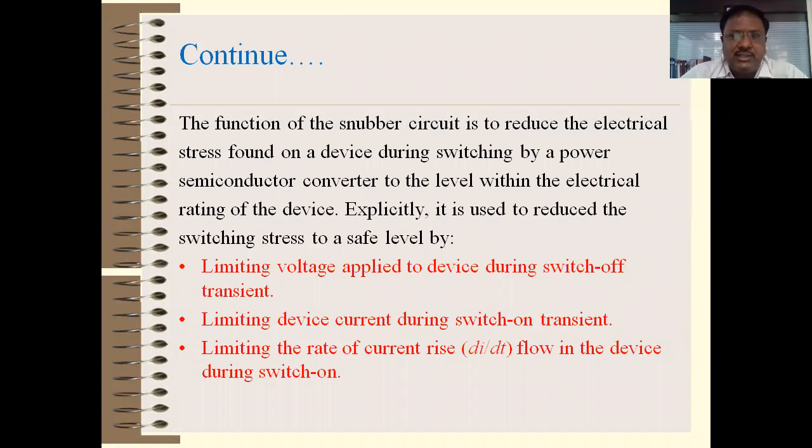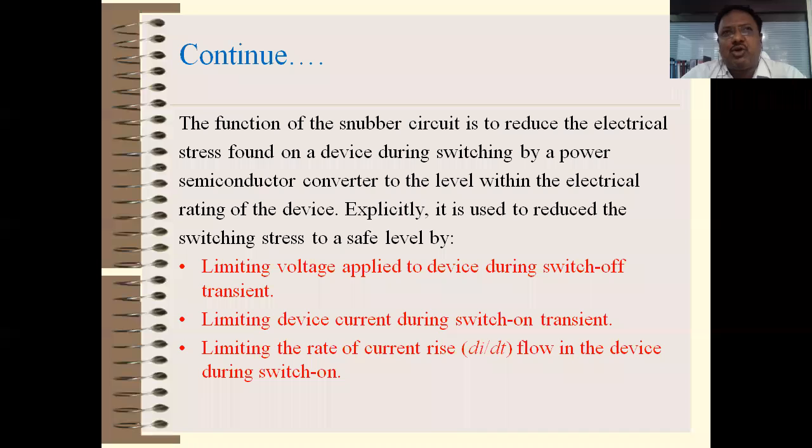What is the meaning of stress? If your device is connected in a circuit to handle 300 volts, and you are applying 400, 500 volts, and that is with a high rate of change of voltage, then definitely your device either false triggers, turns on, or it may get damaged, right? So we are actually decreasing the stress on a device by connecting a snubber circuit across the device.